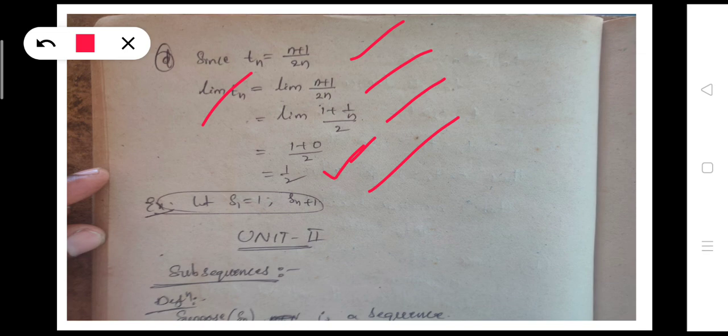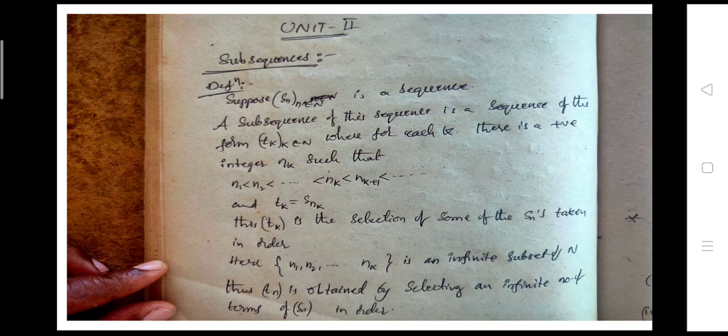Here unit 1 is completed. We need to go to unit 2, the subsequences chapter. What is a subsequence? Suppose Sn, n belongs to capital N, is a sequence. A subsequence of the sequence is a sequence of the form T suffix k, where k belongs to capital N, where for each k there is an integer nk such that n1 less than n2 less than and so on, nk less than nk plus 1 less than and so on. And here Tk is equal to S of nk.